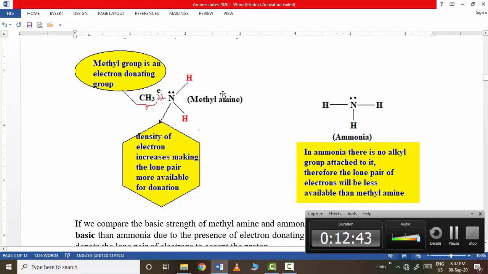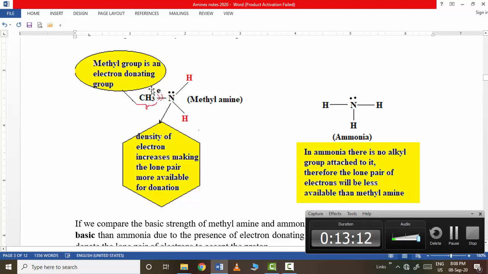If you look at the methylamine, methylamine has the methyl group, that is the alkyl group. The alkyl group has an ability to donate electrons, so they are also known as electron donating groups. I have also drawn the methyl with a red arrowhead pointing towards the nitrogen, indicating that electrons are being donated by the methyl group towards the nitrogen.